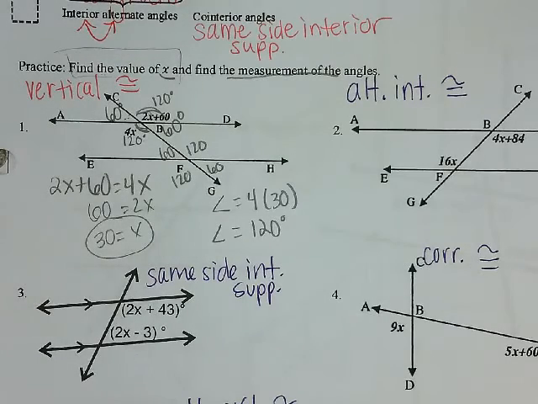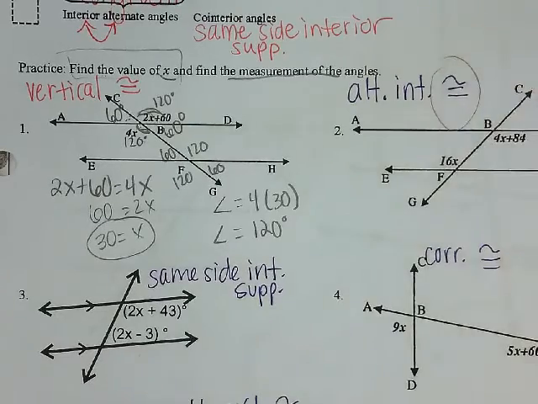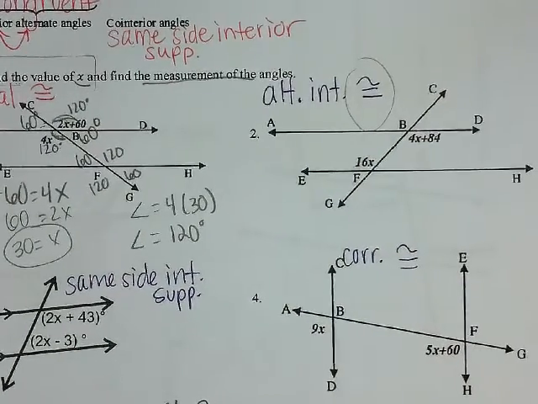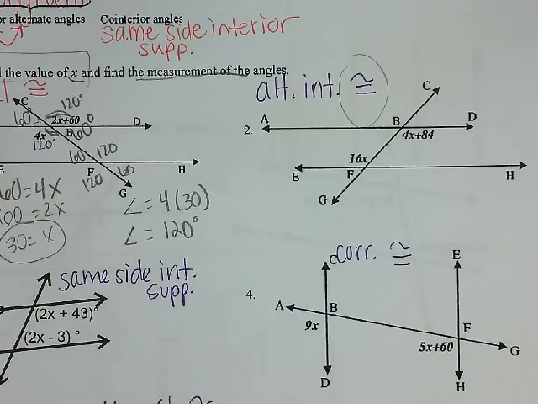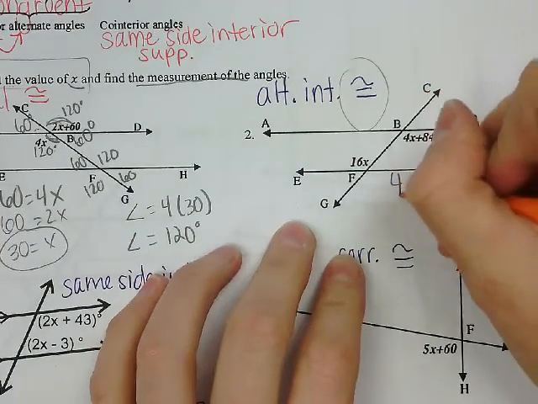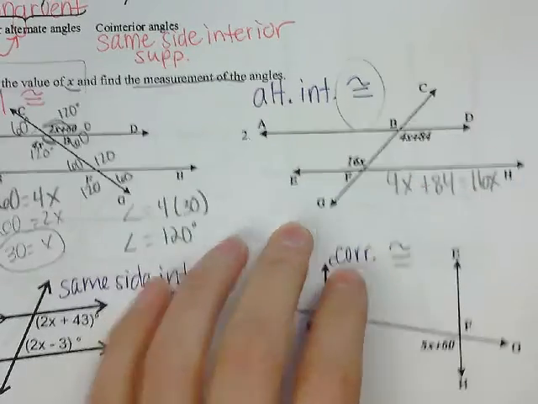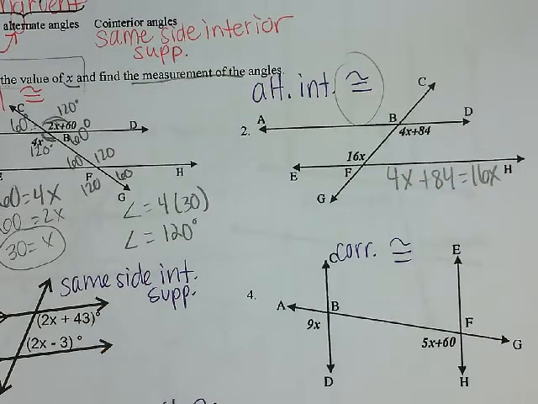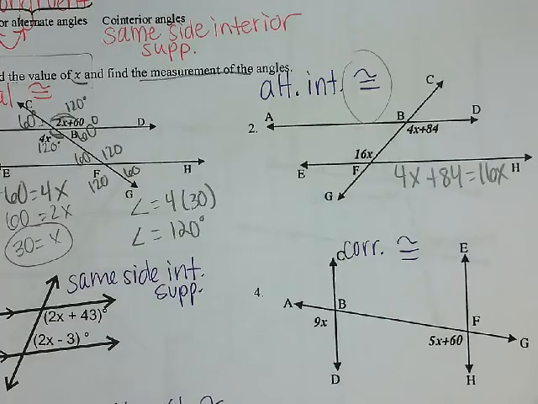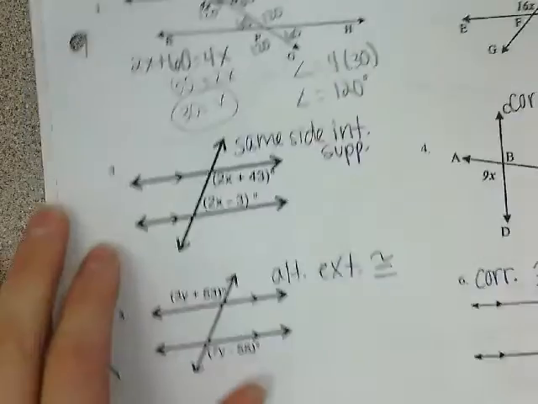All right, next one. Alternate interior angles. All right, they are congruent. So if they're congruent, how would I set up this to solve? Perfect. 4x plus 84 equals 16x. Okay. I'm going to go ahead and leave it. We know how to solve, right? All right, let's look at number 3.